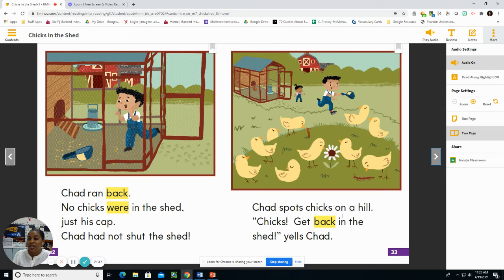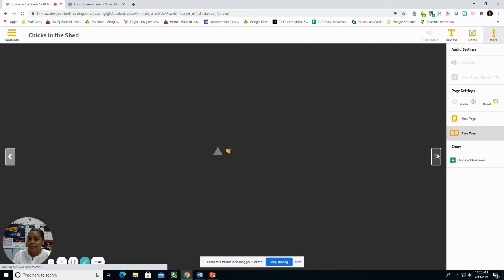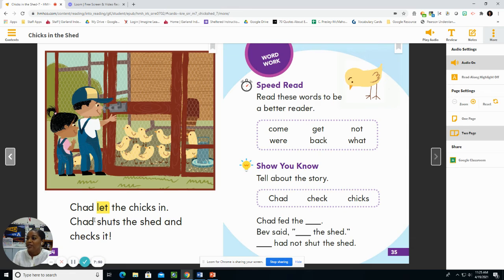Chad spots chicks on a hill. Chicks, get back in the shed, yells Chad. Chad let the chicks in. Chad shuts the shed and checks it. Uh-oh, that was almost a huge dilemma. Glad he was able to get those chicks back in the shed.